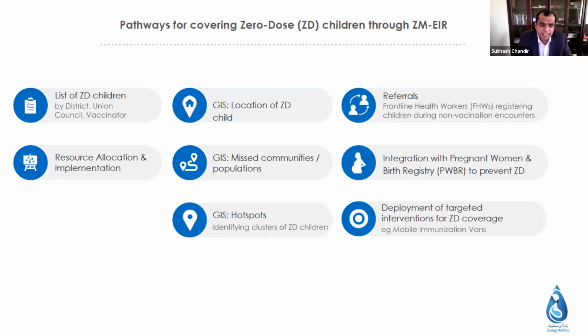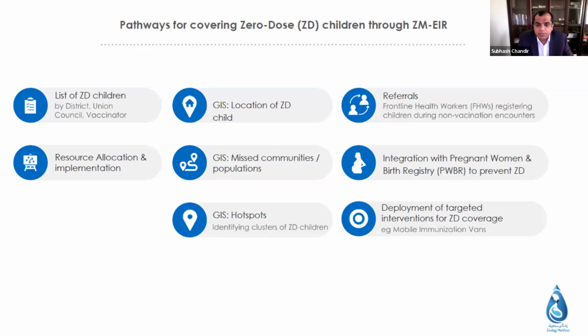In terms of GIS, it is leveraged to look at the location of the child. It also highlights the missed communities and populations. And then it is also leveraged to look at the hotspots to identify clusters of zero-dose children. In addition to these features, the other integrated features are, for example, referrals generated by the frontline health workers, who are not necessarily the vaccinators, but community health workers and midwives who can register the children at the non-vaccination encounters, for example, at the facilities, as well as at the household level. And then once they're registered, vaccinators can follow up with them.